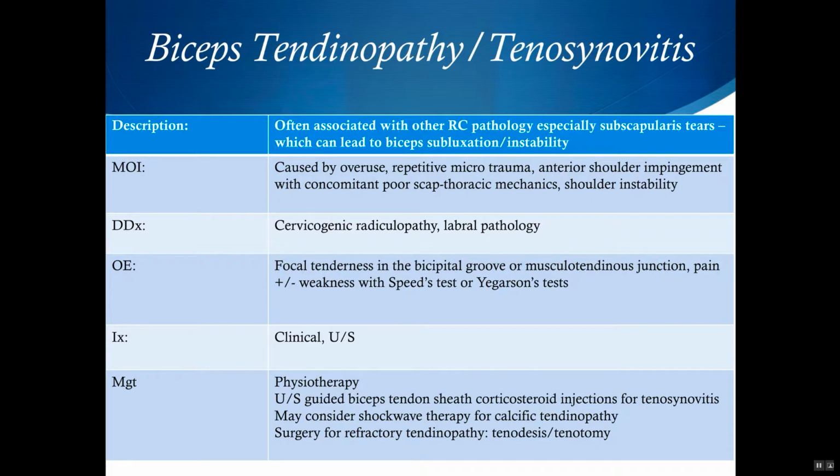Physiotherapy is the mainstay of treatment for biceps tendinopathy. Essentially, it focuses on addressing shoulder mechanics, avoiding or correcting anything that causes an anterior load or impingement on the biceps tendon. So you focus on addressing scapulothoracic mechanics especially, and again, also addressing any rotator cuff imbalances.